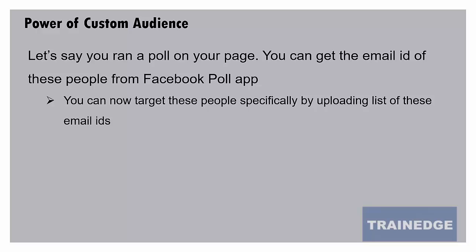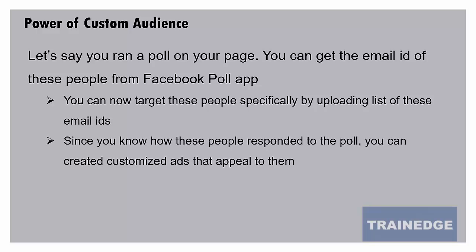So let us say you run a poll about a book. So you're writing a book, and you run a poll asking people what they would like to see in the book, or you run a poll about what cover page to use for the ebook. Now, these people have already interacted with the book, so they have some sort of emotional bonding already with the book. So, when the book is published, you can then run an ad targeting these people because they are more likely to buy the book. And you know your response, so you can create customized ads that appeal to them.